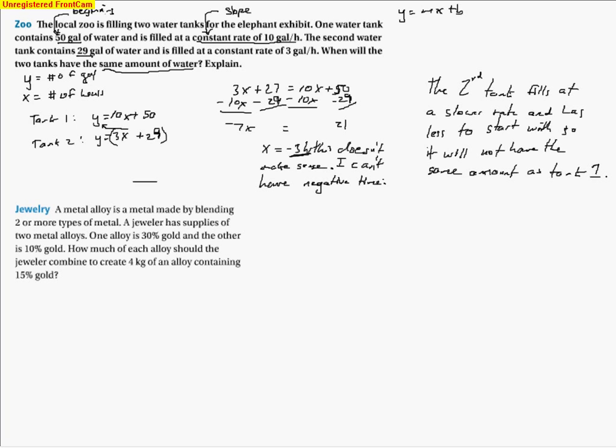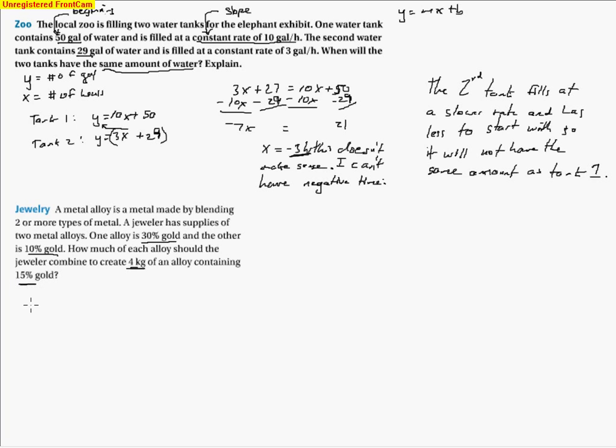Let's take a look at our next problem, and it says a jeweler, a metal alloy is a metal made of blending 2 or more types of metals. That's what the metal alloy is. And a jeweler has supplies of 2 metal alloys. One alloy is 30% gold, and another is 10% gold. How much of each alloy should the jeweler combine to create 4 kilograms of an alloy containing 15% gold?